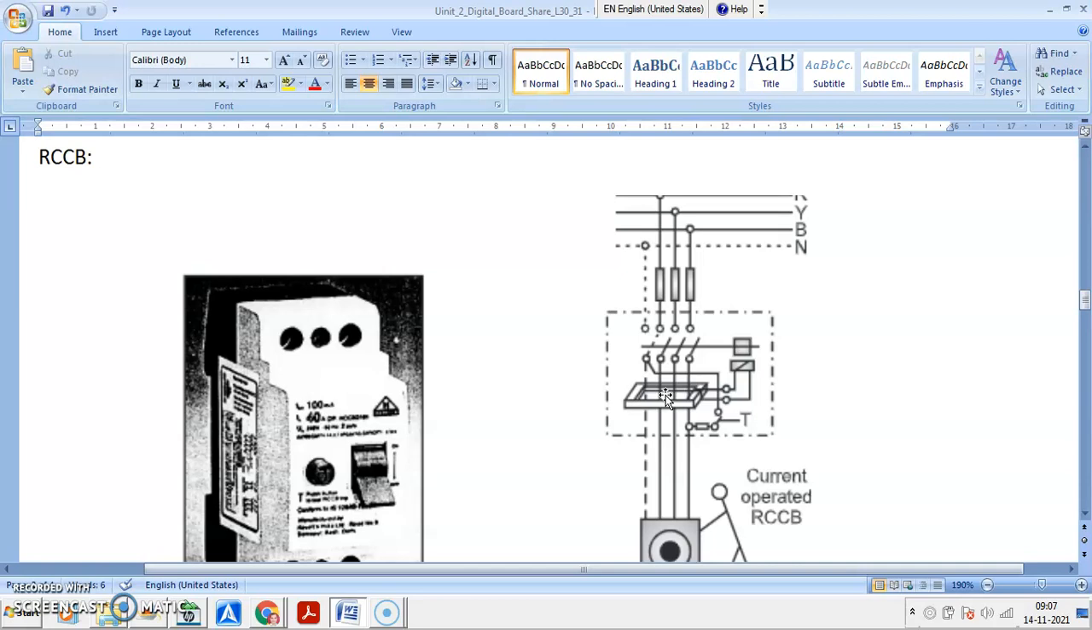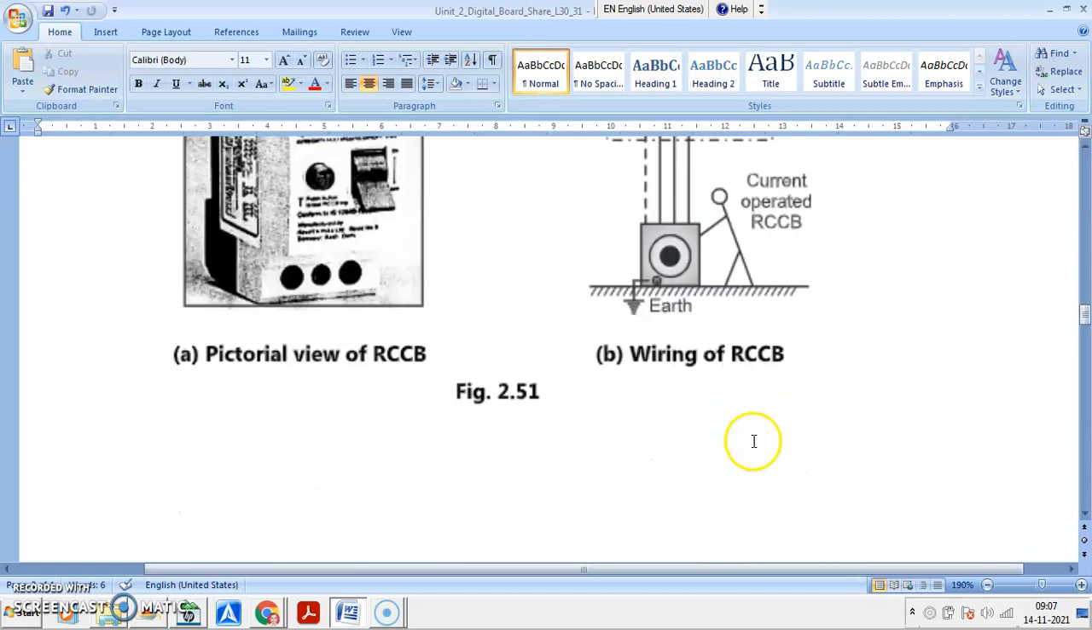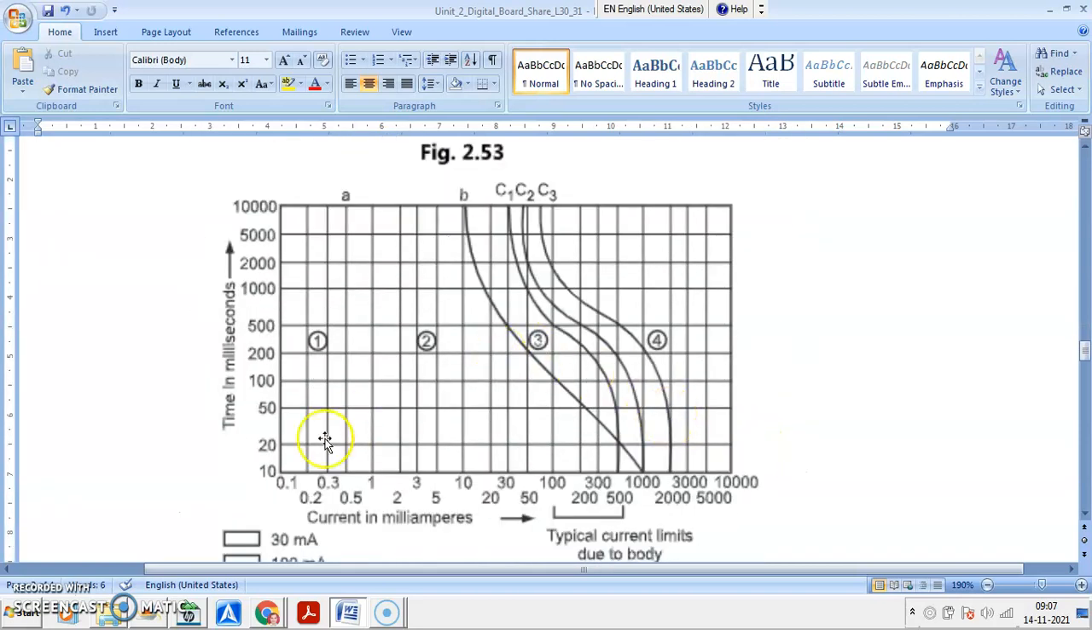So the primary winding is the conductors themselves, and the secondary winding is provided with this coil. The secondary winding is connected to a highly sensitive electromagnetic trip relay, that will give you the tripping characteristics. So the tripping characteristics, you can see here.